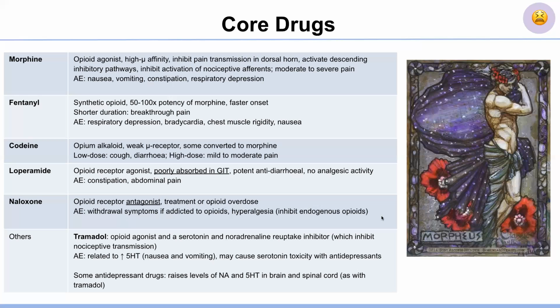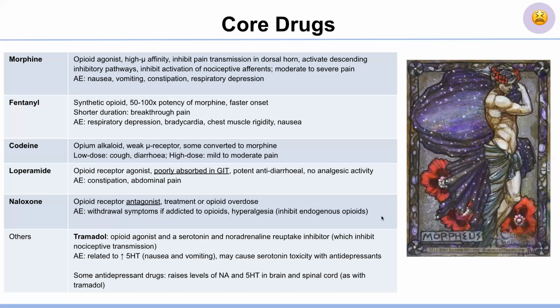Naloxone, which treats opioid overdose, is an opioid receptor antagonist, so it does the opposite of all our other opioid drugs. A bit more information, tramadol is another drug that is not an opiate per se, but still an opioid agonist, as well as a serotonin and noradrenaline reuptake inhibitor, which also has some effects in inhibiting pain transmission.